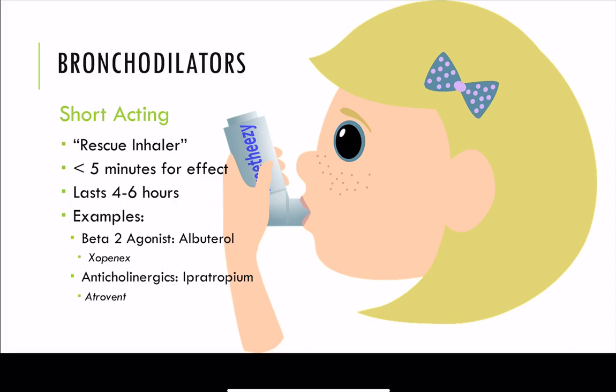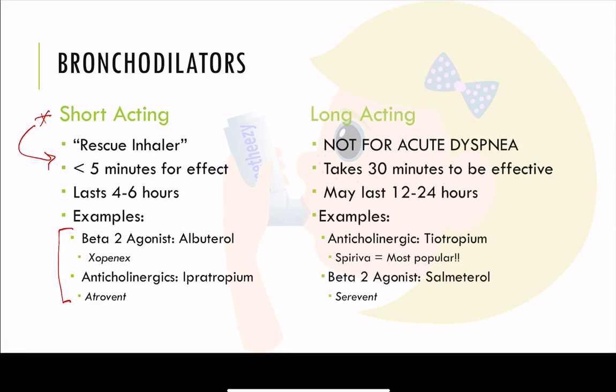Our anticholinergics. Cholinergic receptors respond to acetylcholine, the primary neurotransmitter of the parasympathetic nervous system. So you're blocking the parasympathetic nervous system with the goal being bronchodilation. So a short-acting inhaler is based on the time. We want a quick action, but it can be either a beta-2 agonist or an anticholinergic.